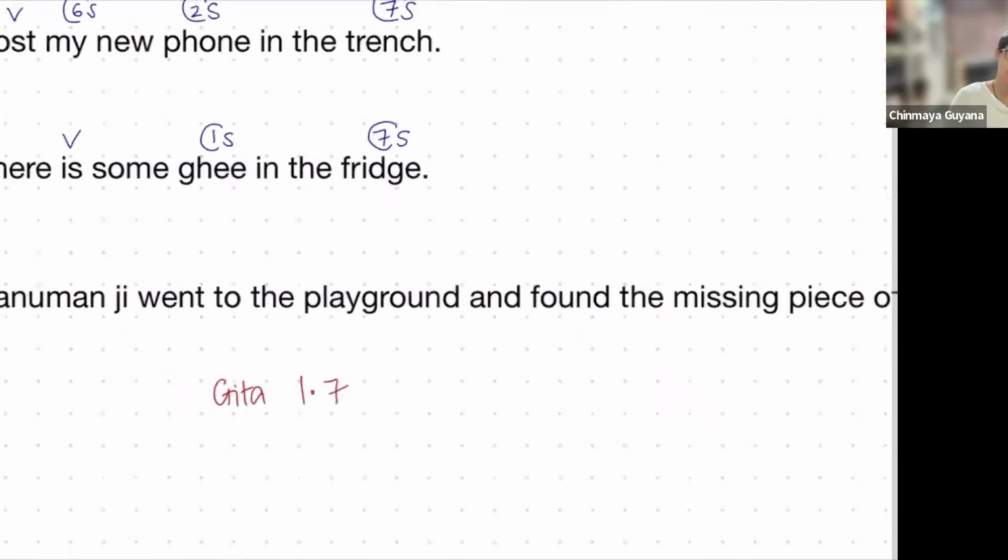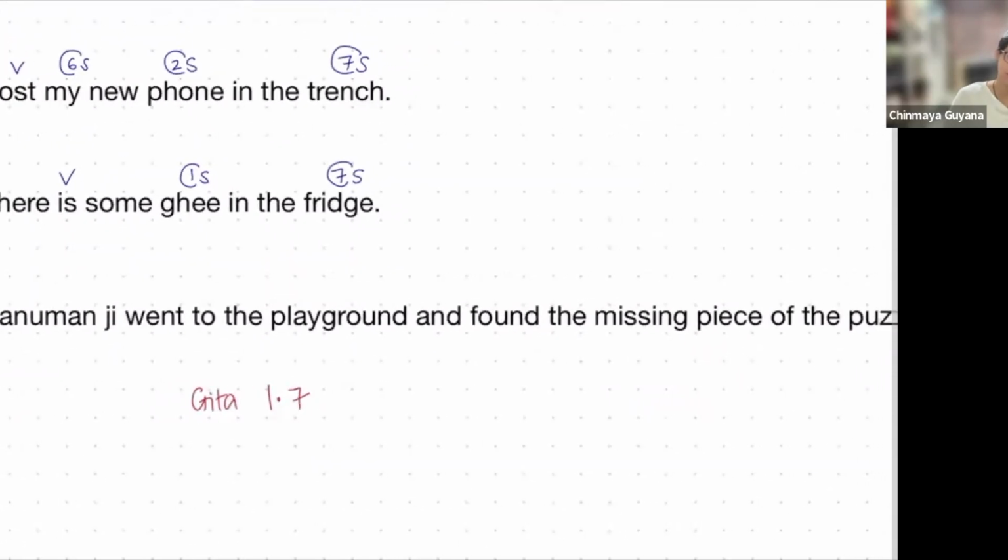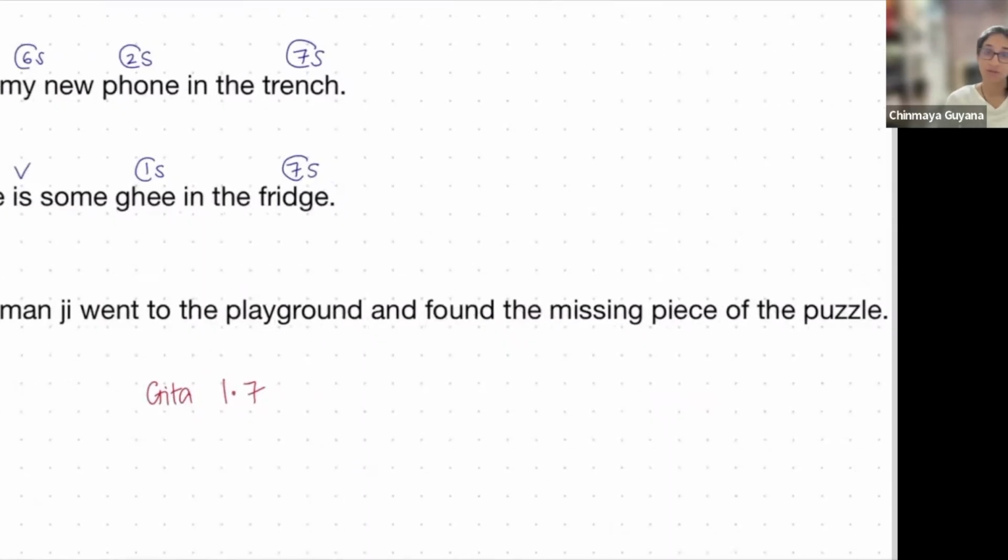Last one. Hanumanji went to the playground and found the missing piece of the puzzle. What is our verb? Tricky. This is tricky. There's went and there's found. 2 verbs. Okay? Who went? Hanumanji. Where did he go? What is the object of his going? Where did he go? He went to the playground.